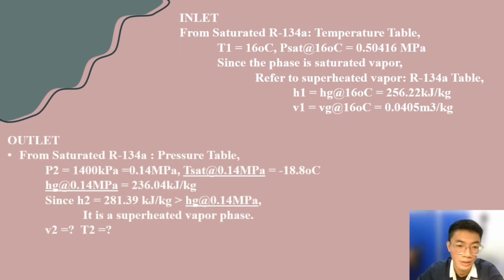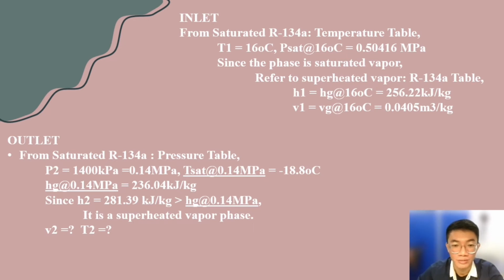While for the outlet, we also need to refer to the saturated R134A pressure table. So the pressure given is 1400 kPa. So we can know that the T saturated is negative 18.8 degrees Celsius, and also the Hg is equal to 236.04 kJ per kg. Since the enthalpy in the outlet position is already given, we can know that the H2 is higher than the Hg, because the H2 is 281.39 kJ per kg. So we can assume that this is a superheated vapor phase.